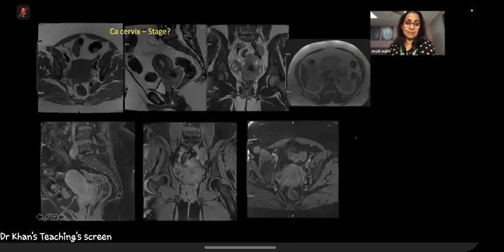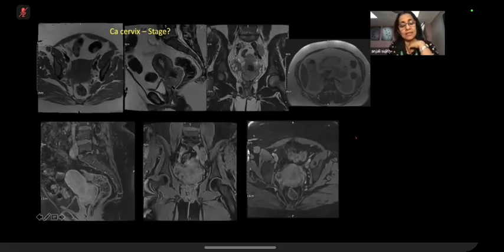Here is another tumor. There's a large bulky tumor centered on the cervix. It extends to the upper vagina. So when it extends to the upper vagina, it becomes a stage 2A. And if you look at this, let's look at the T1 here.